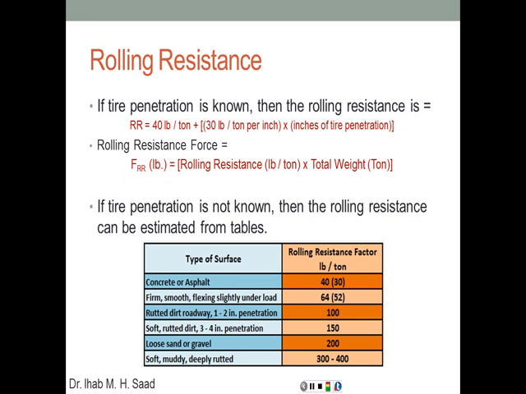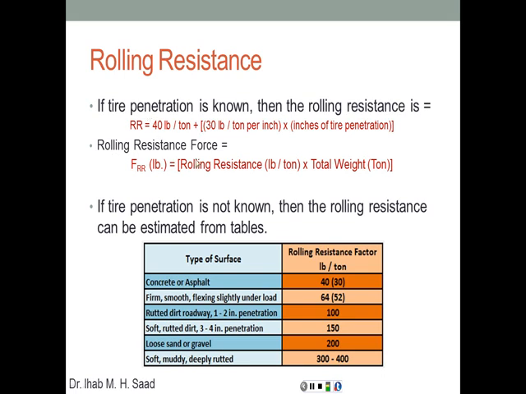If the tire penetration is known, then the rolling resistance, RR, is equal to 40 pounds per ton of the equipment weight plus 30 pounds per ton per inch times inches of tire penetration. So if you're rolling on concrete or asphalt where you're not going to have any tire penetration, that second part of the equation is going to be equal to 0. You're only going to have the 40 pounds per ton.